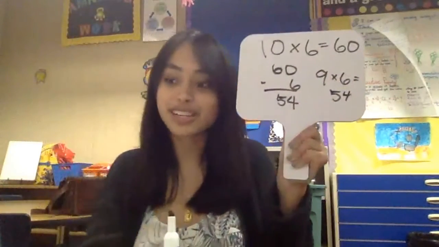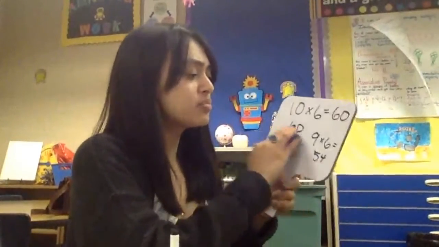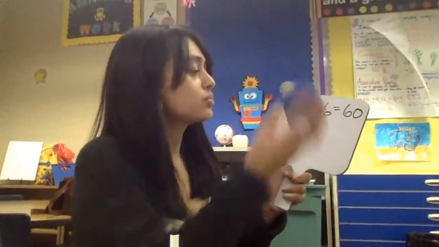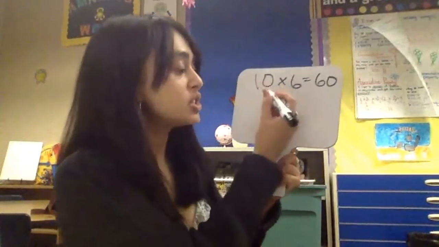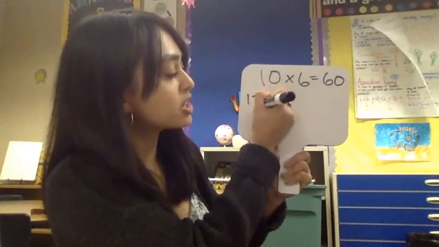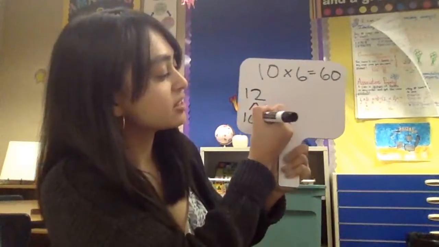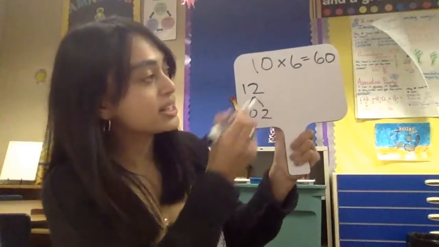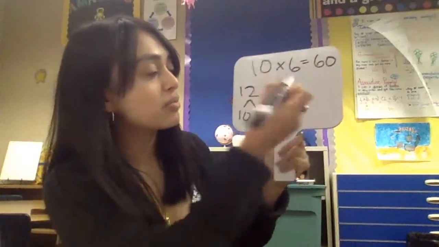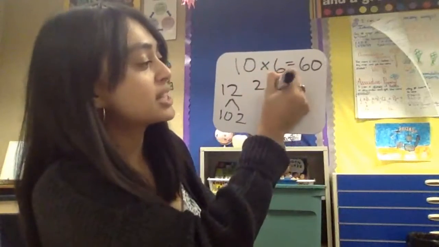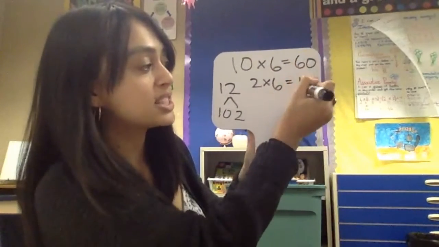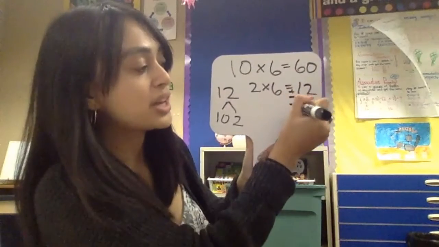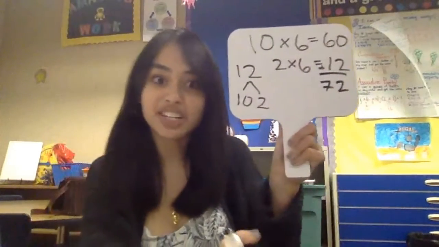We figured out those next two boxes. Our last one now is 12 times 6. Well, if we know that 10 times 6 is 60, all we have left is 2 times 6, because when we're breaking apart our 12, we get a 10 and a 2. We already did our problem for 10, so now let's do our problem for 2. 2 times 6, using our doubles facts, is 12. And all we need to do now is add up our 60 and our 12, and we get 72.